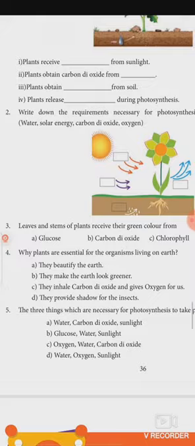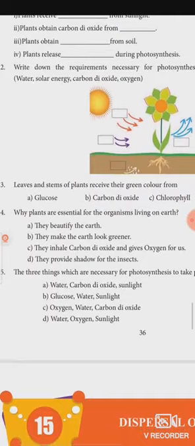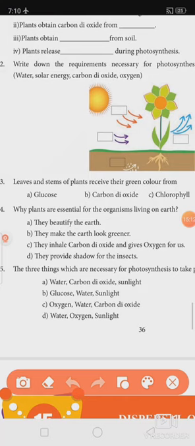Next question. Third one is, leaves and stems of plants receive their green color from chlorophyll, the name of a pigment. Why are plants essential for organisms living on earth? They take in carbon dioxide and give oxygen for us, so plants are very much important. The three things necessary for photosynthesis to take place in plants are water, carbon dioxide and sunlight. So option C for question number 4, option A for question number 5.